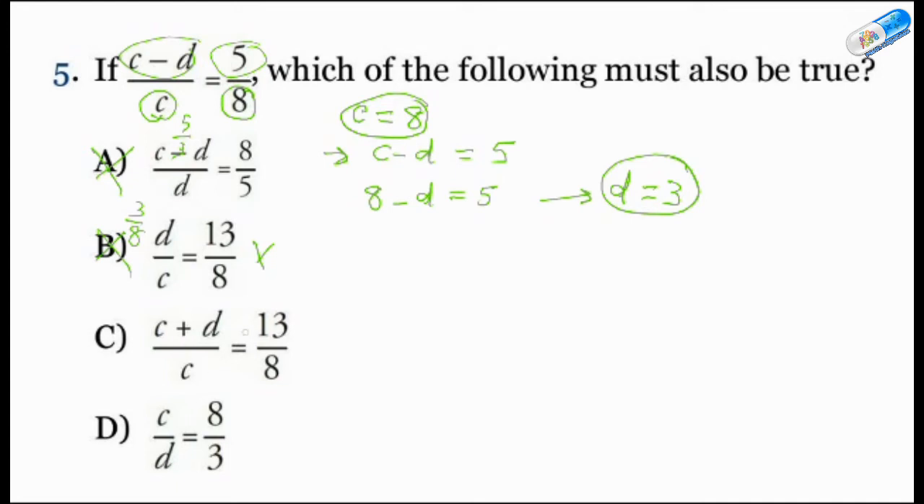The third choice, C plus D over C, and C is 8, D is 3, that is 11 over 8, so 11 over 8 is not equal to 13 over 8, so I'll not take the third choice. Choice D is C over D equals 8 over 3. C is 8 and D is 3, that is 8 over 3 equals 8 over 3, which is correct, so my choice is letter D.